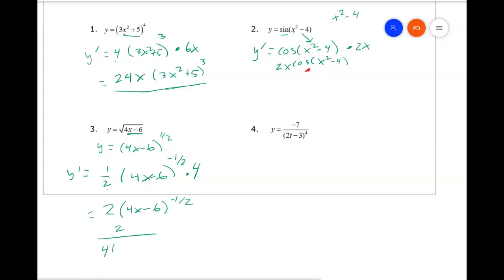And I don't think it matters in your homework, which... I didn't do that correctly. Hang on. 2 over 4x minus 6 to the positive 1/2, or the square root of 4x minus 6.